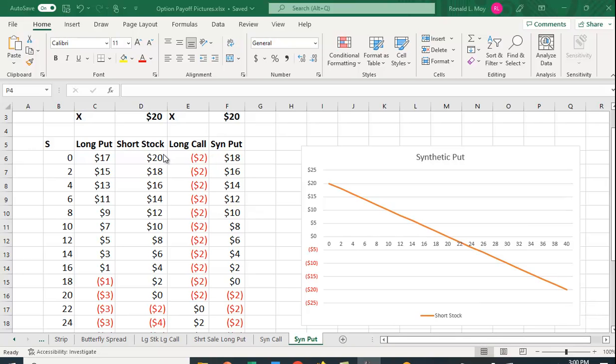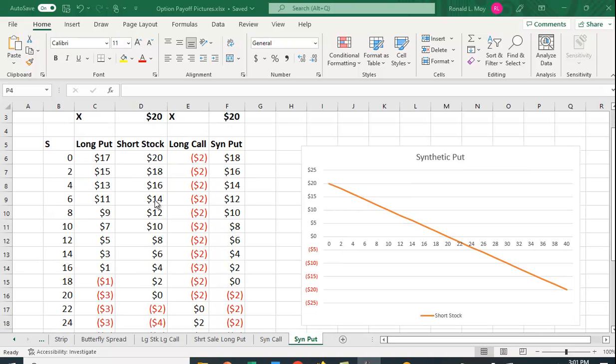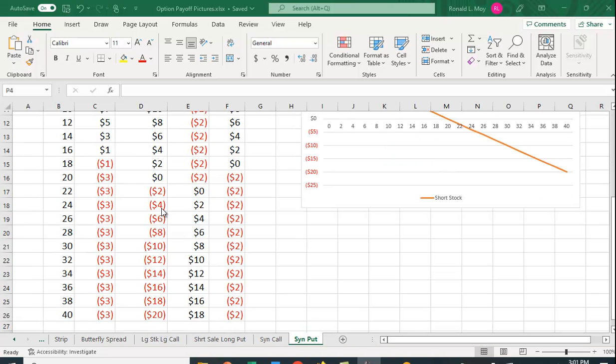If you look at this chart, this table, I have the profits from the short sale. Remember, we sold it short at 20, so that's where you have zero profit. If the price goes below 20, you make money. If it goes above 20, you start losing money. For every dollar it goes above 20, you lose a dollar.